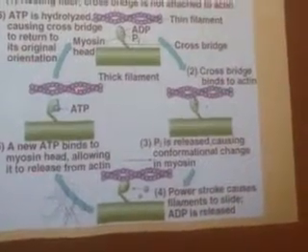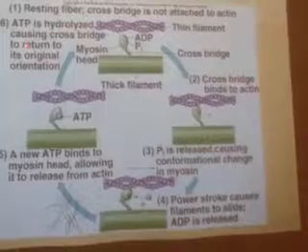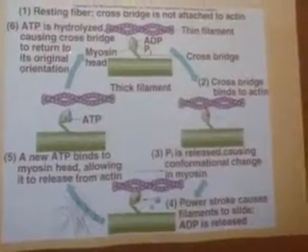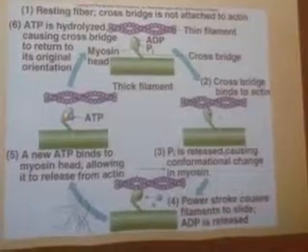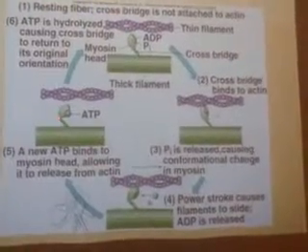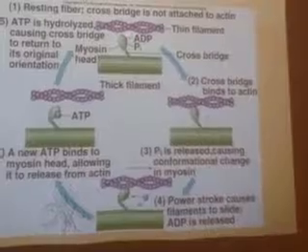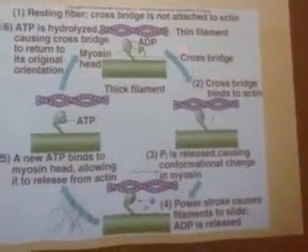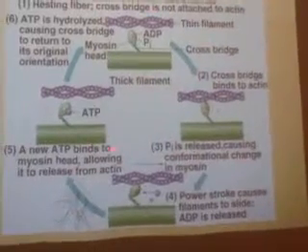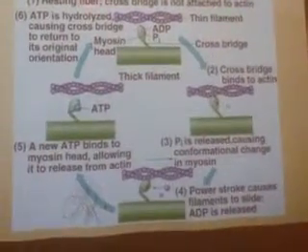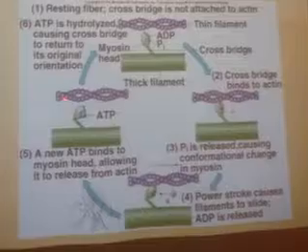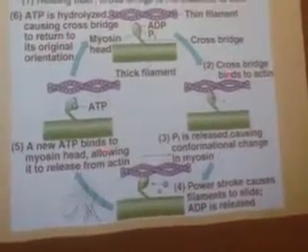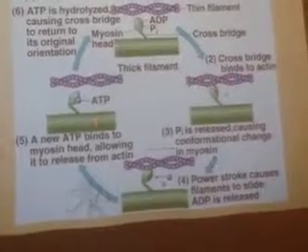And this is the last step. ATP is hydrolyzed, causing the cross bridge to return to its original form. Here it is not in the original form, and now it comes back to the original form. This is the sliding theory of muscle contraction. All the steps are very important. If you understand this segment, that is sufficient. You can skip the remaining three or four slides discussed previously.